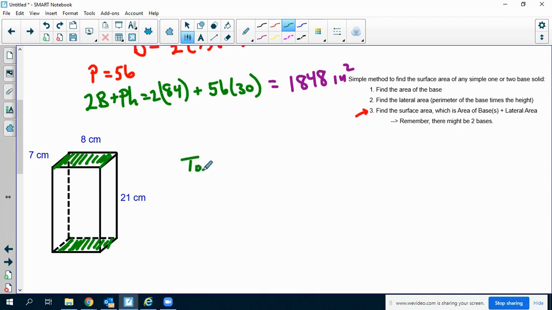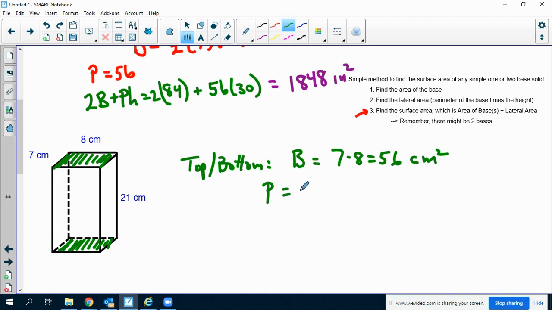So if top or bottom is the base, then the area of the base is 7 times 8, which is 56 centimeters squared. Perimeter of the base is 8 plus 7 plus 8 plus 7, which is 30 centimeters. Notice that perimeter is not an area, so that's just centimeters.